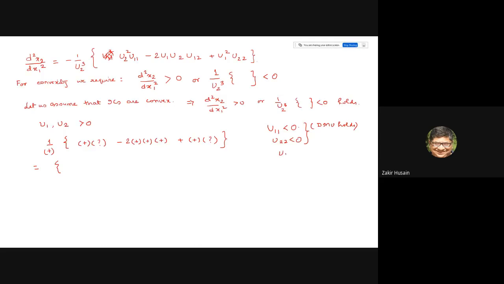On the other hand, if DMU doesn't hold, then it will not hold for both commodities. Okay.